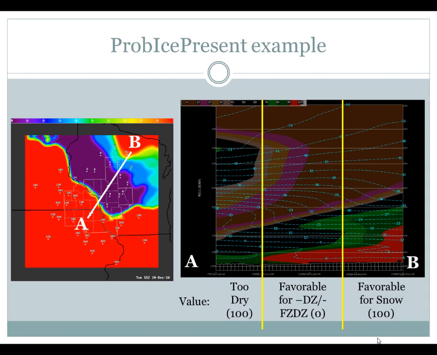Go farther northeast, all the way up into northeast Wisconsin, and here we get a 100 value. But instead of the situation earlier in Iowa where it was too dry, now we've got the situation where it's favorable for snow. We've got plenty of RH into the snow growth zone. We've got ice being generated, so you get a 100% value.